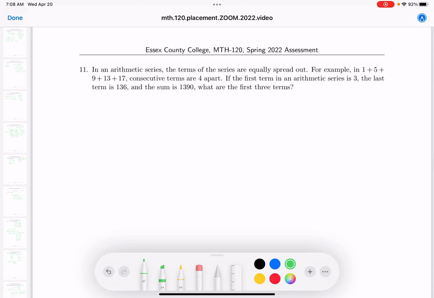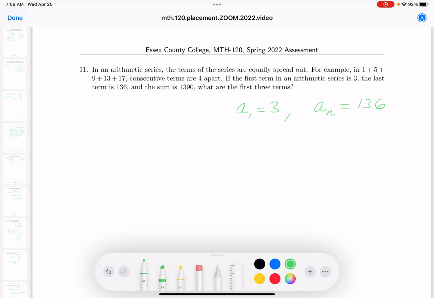All right, this one's an arithmetic series. We've studied this in the past, but again, you may have to go back and review that material. I gave you an example, and the example they give is 1, 5, 9, 13, 17, 4 units apart. It's clear as day. But then they say if the first term of the arithmetic series is 3, let me write this over here, and the last term, well, I don't know what the last term is, but I know its value. Its value is 136.